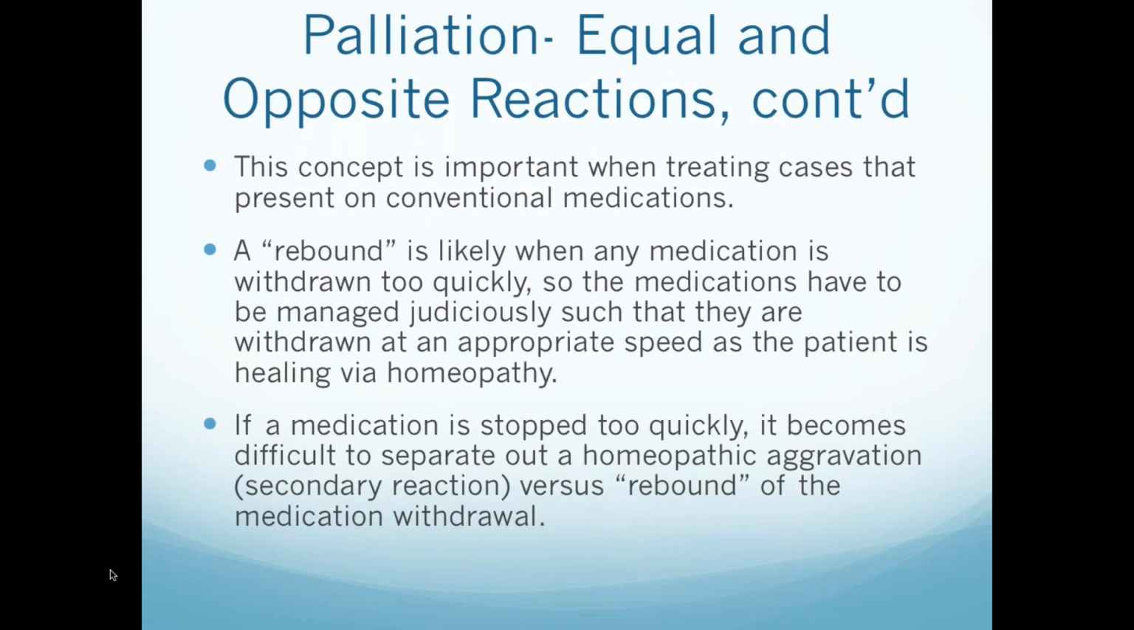Okay, so this concept is important when we're treating cases that present on conventional medicines. And I talked about this earlier. A rebound is likely when any medication is withdrawn too quickly. So the medications have to be managed judiciously so that they're withdrawn at an appropriate speed as the patient's healing via homeopathy. If the meds stop too quickly, it becomes difficult to separate out a homeopathic aggravation, the secondary reaction, versus the rebound of the medication withdrawal.